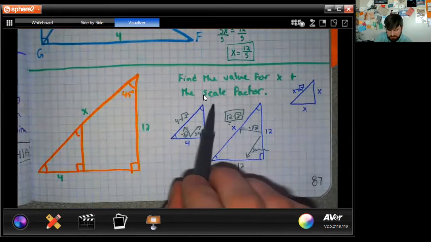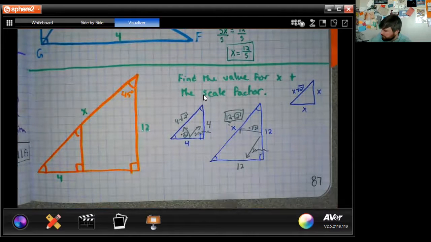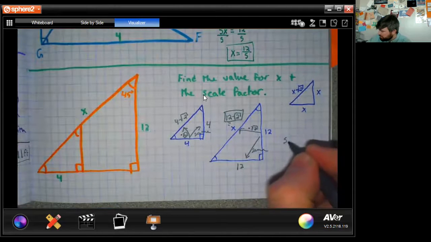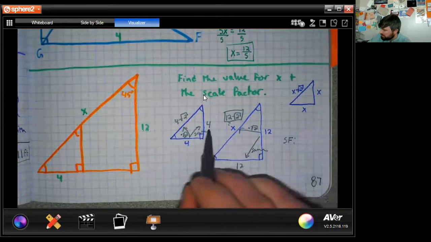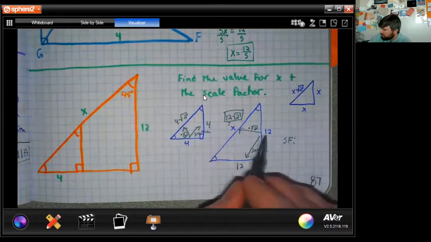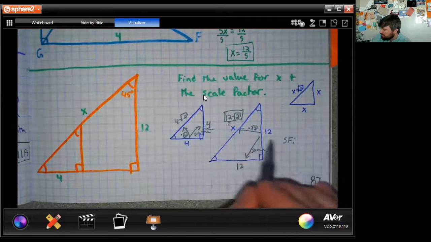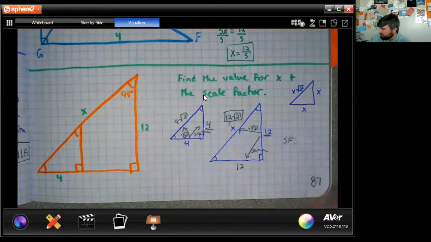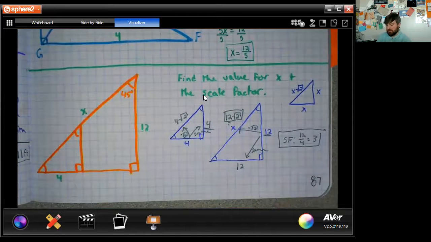Now it wants the scale factor. Okay, so our scale factor. And if we look at this, 4 and 12 are the same sides or corresponding sides here. We can do a 12 over 4 and 12 divided by 4 is 3. So our scale factor in this case would be 3. Or if we flip that upside down, it would be 1/3. So it just kind of depends on the direction that you're going.